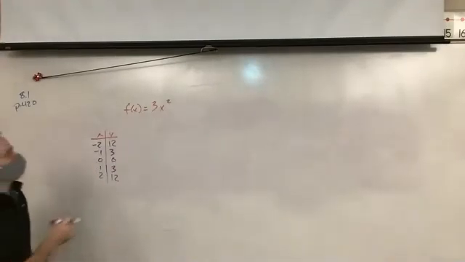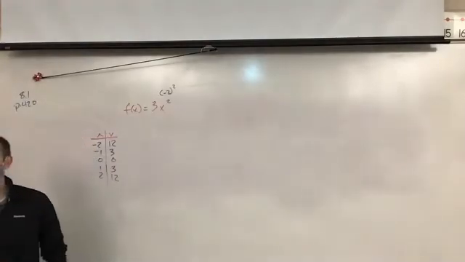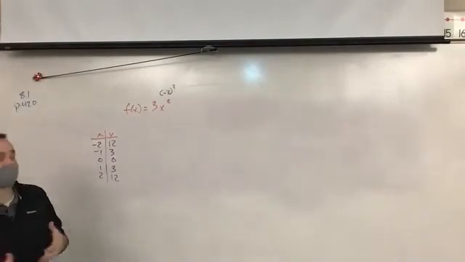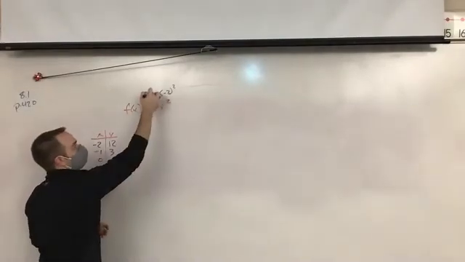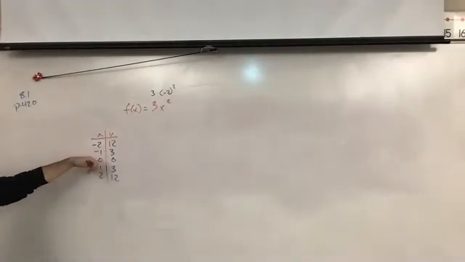If I'm plugging in a -2, it's a -2 squared, it's got to be in parentheses if you're going to use that calculator, because that's a -2 times a -2, which is a +4. And then 4 times 3 gives us 12. The same thing with a -1. -1 squared is 1, times 3 is 3.